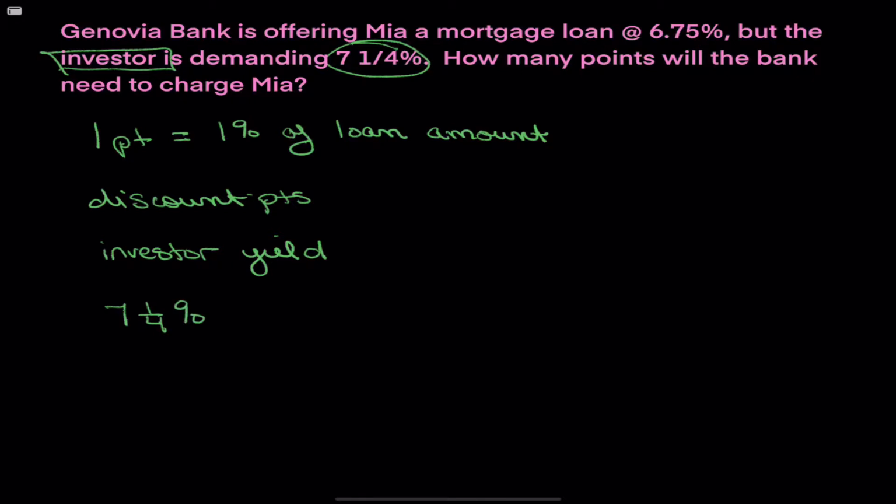Well, the funny thing about points is that when you pay a point and you're using it to do something with an interest rate, it will move an interest rate 1/8%. So if you want to go from 7% to 6 7/8%, it would cost you 1/8. Well, we need to know how many eighths there are between 7 1/4 and 6.75%. The first thing I'm going to do is switch it around.